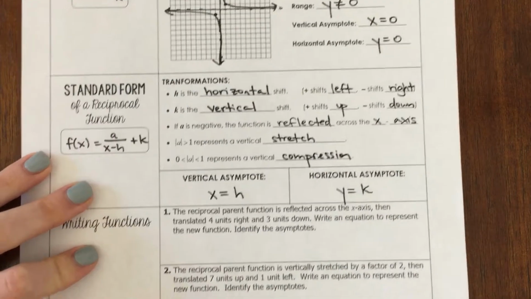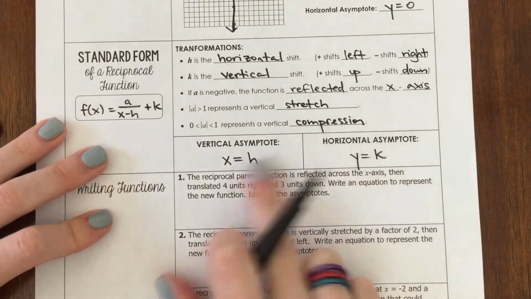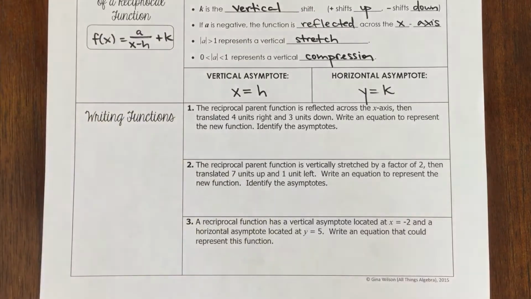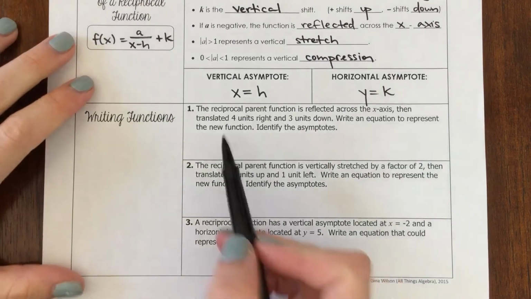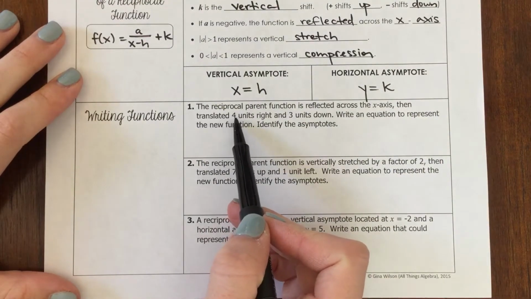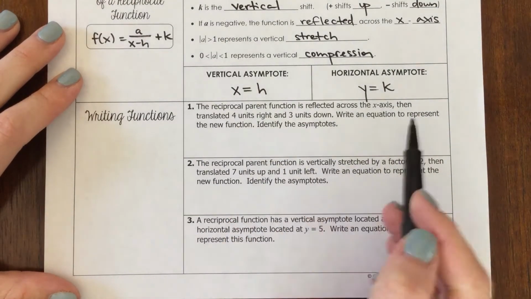So when we're plotting, starting on the next page, we're actually going to begin with these features and then work from there. So writing our new functions, these are our transformations. They're going to tell us the transformations, and then we are going to create a function. So this is a reciprocal parent function. It's reflected across the x-axis, translated 4 units to the right and 3 units down.